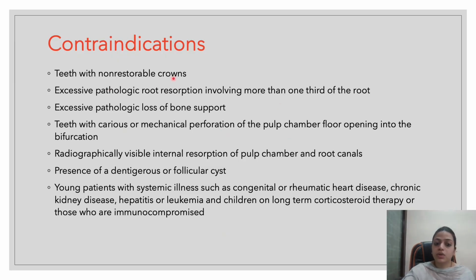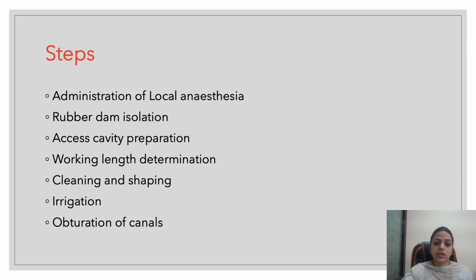Contraindications are teeth with non-restorable crowns, excessive pathologic root resorption involving more than 1/3 of the root, excessive pathologic loss of bone support, teeth with carious or mechanical perforation of the pulp chamber floor opening into the bifurcation, radiographically visible internal resorption of the pulp chamber and root canals, presence of any kind of cyst, dentigerous or follicular cyst, young patients with systemic illness like congenital or rheumatic heart disease, chronic kidney disease, hepatitis, leukemia, or children who are on long-term corticosteroid therapy or those who are immunocompromised. These are the contraindications.